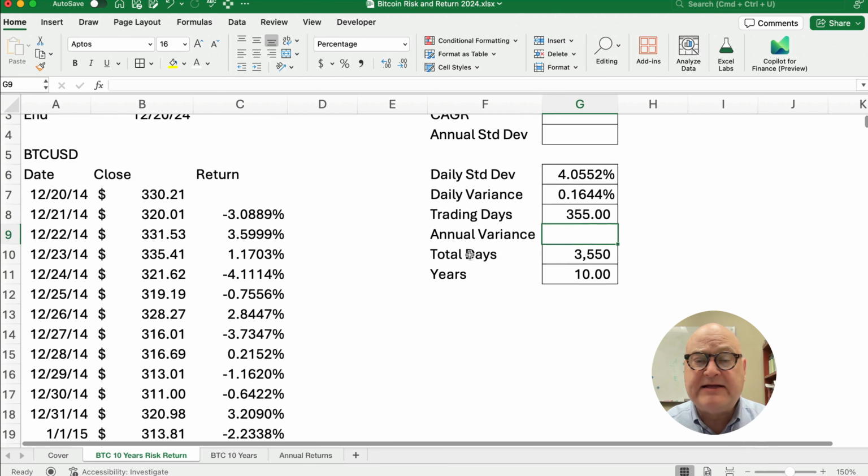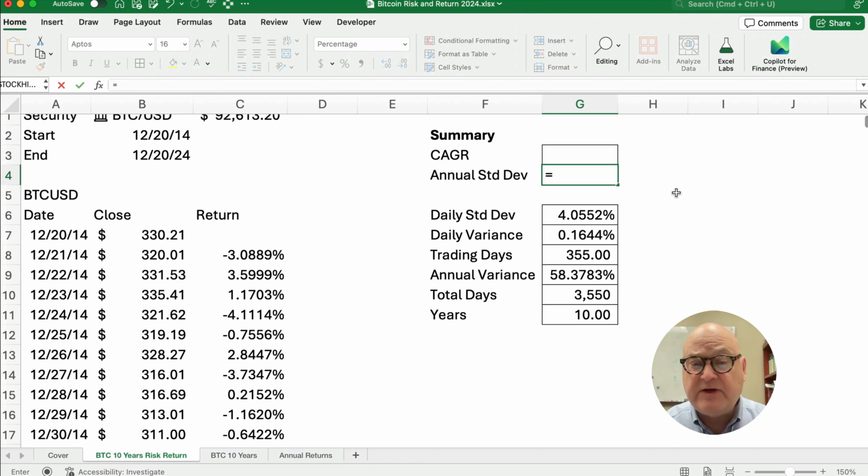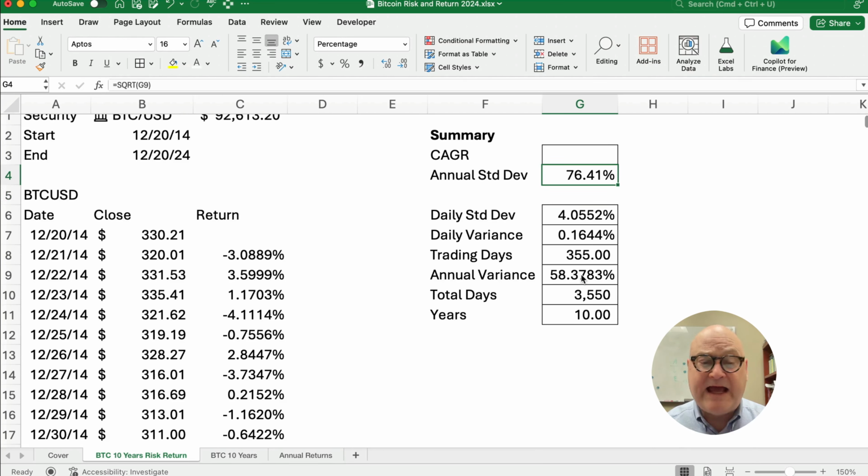So how do we calculate the annual variance? Well, the annual variance is going to be the daily variance times 355, and we get an annual variance of 58%. Now, we need this number to calculate the annual standard deviation, so we can just take the square root of the 58, and we end up with the annual standard deviation of about 76%.